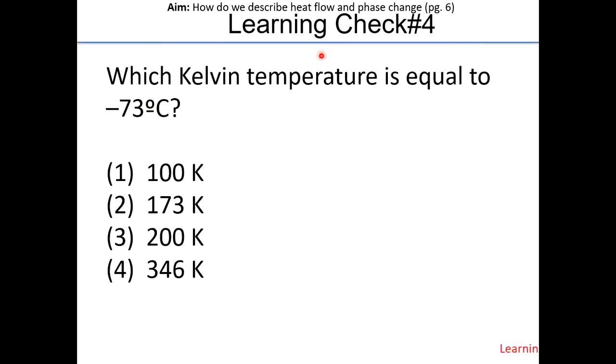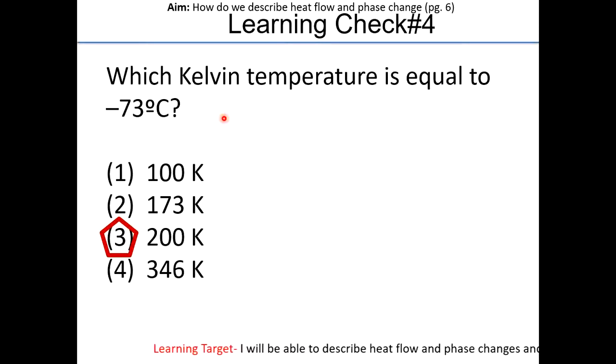Learning check number 4. Which Kelvin temperature is equal to minus 73 Celsius? Pause the video and resume once completed. You have to use the equation on Table T in your reference table. Kelvin is equal to Celsius plus 273. If you do that, the answer is 200 Kelvin.